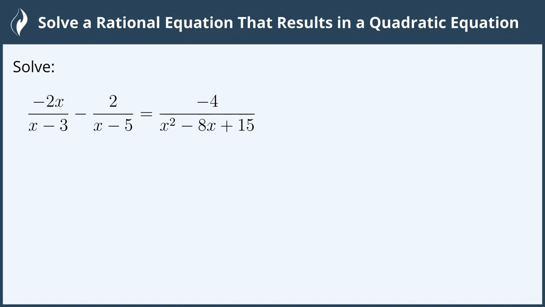Hi everyone! In this video we will solve a rational equation that results in a quadratic equation. Solve negative 2x over x minus 3, minus 2 divided by x minus 5, equals negative 4 divided by x squared minus 8x plus 15.